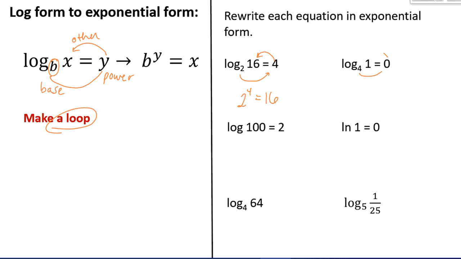4 to the 0 equals 1. 10, because there's no log written, we assume it to be a 10. 10 to the second power equals 100. Okay, oh, there's nothing here. That's okay. ln and e go directly together. If you see ln, you write e, and then you swap the other two numbers.